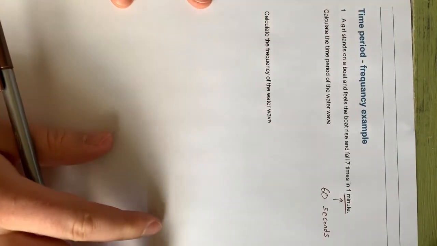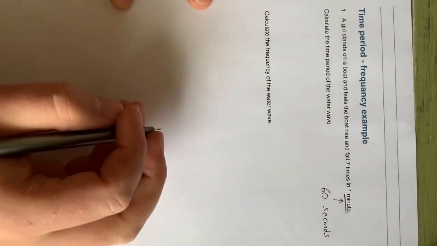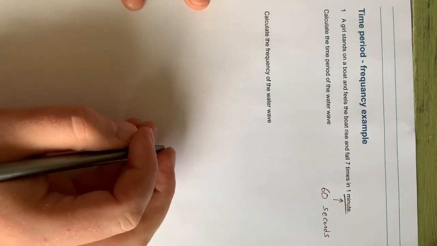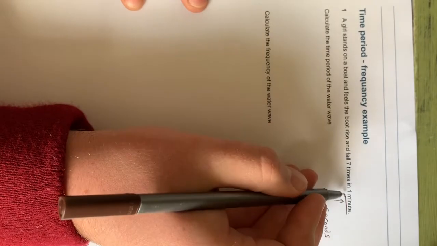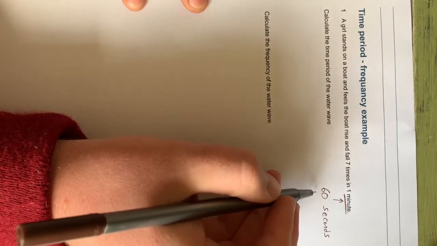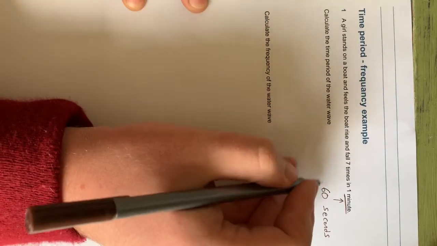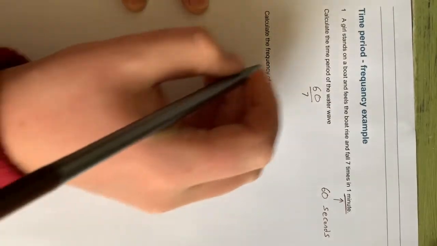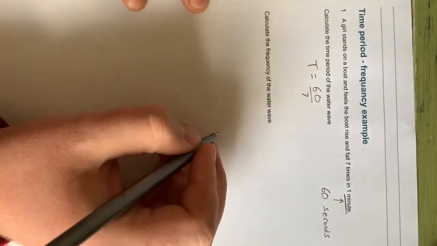So calculate the time period of the water wave. So the time period is how many waves go past in, no, it's not. It's the time it takes, isn't it, for one wave to go past. So if 7 waves go past in 1 minute, or 60 seconds, sorry, we need to find the time it takes for one wave to go past. So we can just divide by 7. So we've got 60 over 7, that's the time period of the water wave.